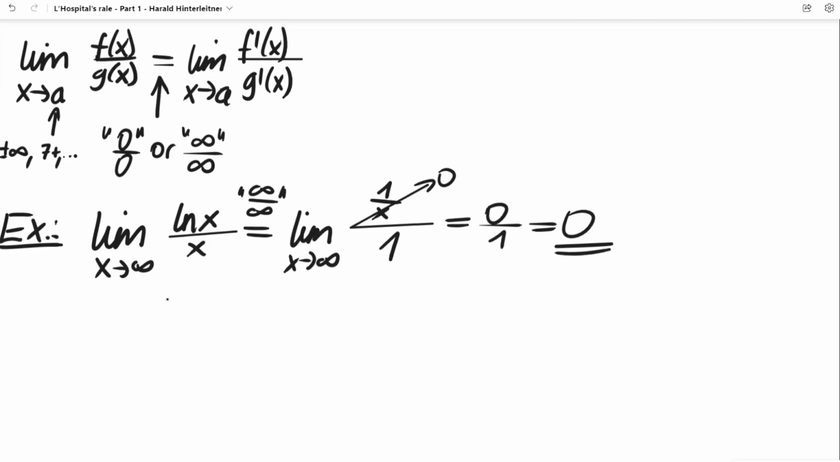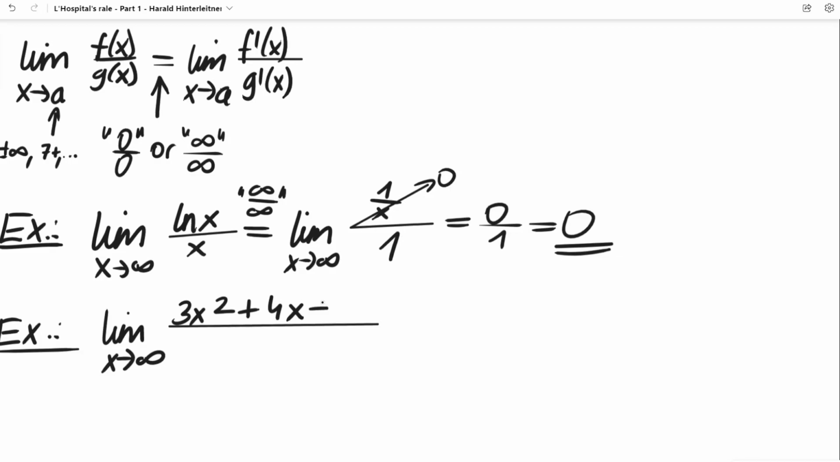The next example is a typical rational function where the degree in the numerator is the same as the degree in the denominator. So we want to compute the limit of this fraction. You see the degree in the numerator is 2 and the degree in the denominator is also 2, so it's the same.